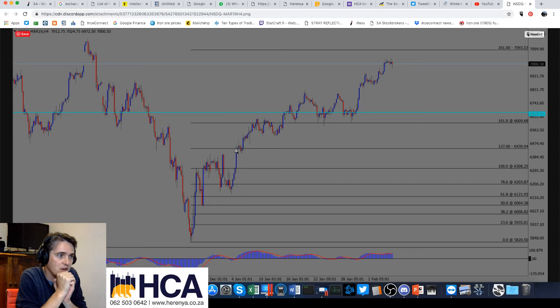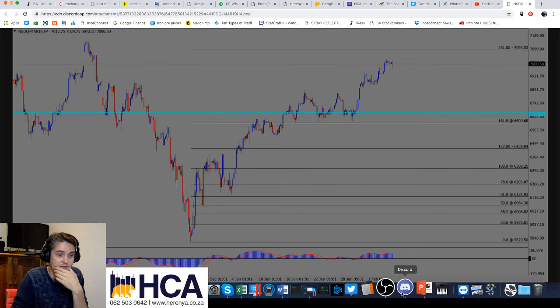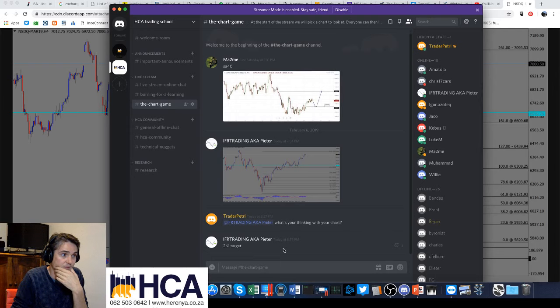I don't know if you're long here. I'm guessing what you would have done is you would have seen this 50% retracement and you would have gone long the break of this 100 level with your stop loss at 50, and you just ride it for 261. I mean, that is a massive trade if that is what you did. But yeah, I think that looks good.